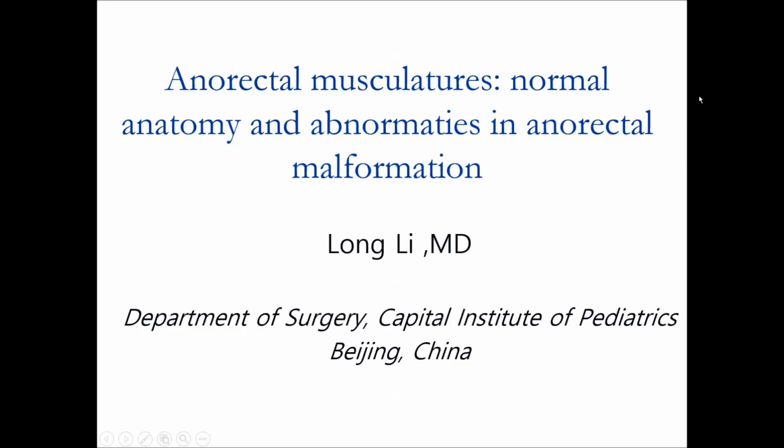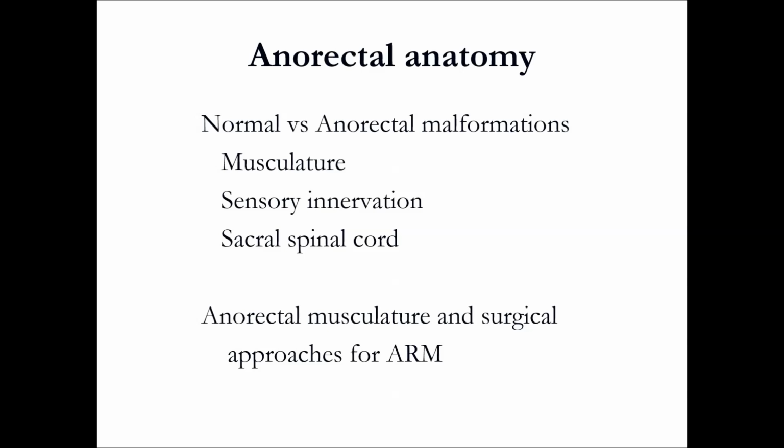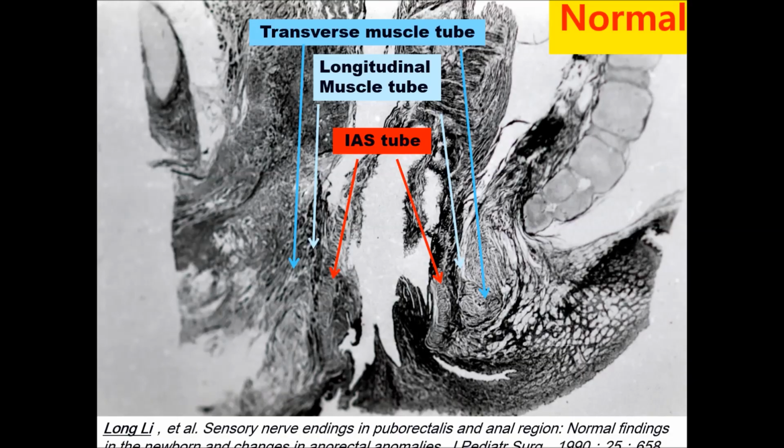Ladies and gentlemen, I'm very happy to present our research on anorectal musculature in normal newborn babies and anorectal malformations. My talk will include the following points. First, the normal and abnormal anorectal musculature surrounding the anal region, and anorectal musculature and the surgical approaches for the ARM. In normal, according to our study, the musculature in the anal region consists of three muscular tubes.